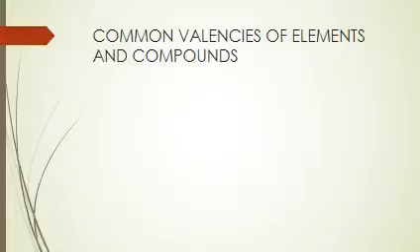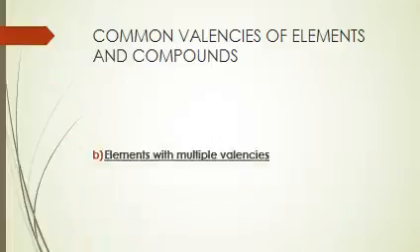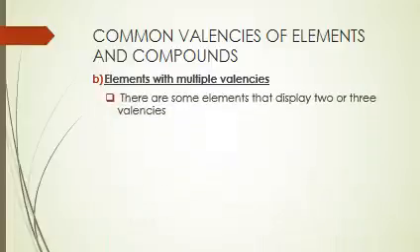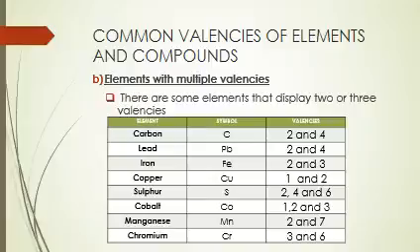Now let us continue looking at common valences of elements and compounds by looking at elements with multiple valences. There are some elements that display 2 or 3 values, without considering which group they are in. These elements include carbon, lead, iron, copper, and you see sulfur having a valence of 2, sometimes a valence of 4, and also a valence of 6. So there are some elements which have multiple values.